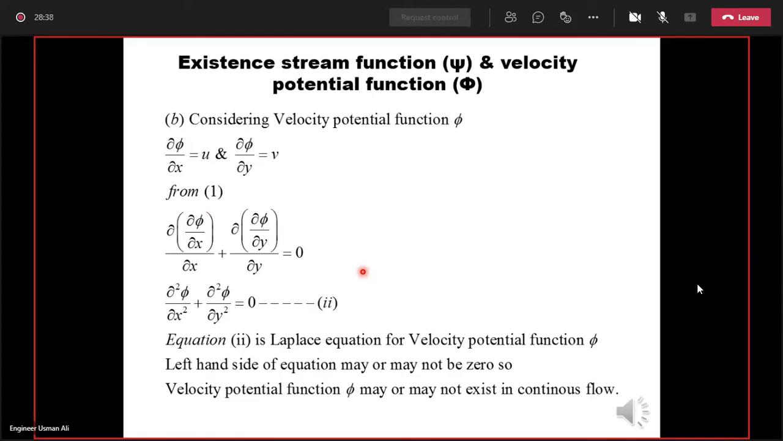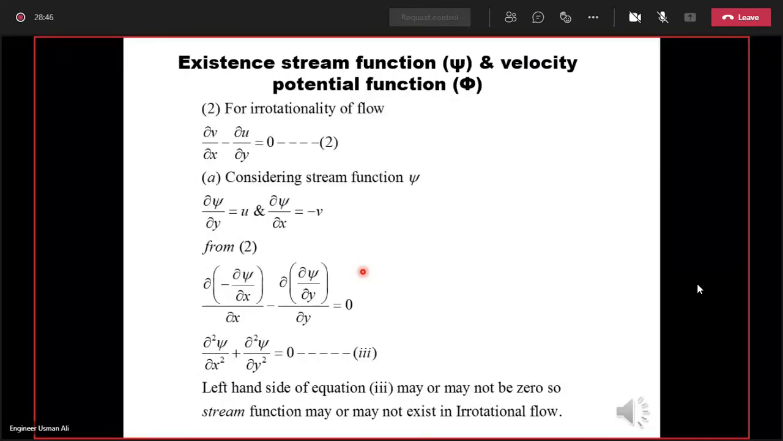Now coming to the irrotational flow. Now we have to see, out of these two functions, stream function and velocity potential function, which one satisfies the irrotationality, and that will definitely exist in that case. So we know that for irrotational flow, the equation is partial v over partial x minus partial u over partial y is equal to 0. This is the equation that we derived in our first lecture for irrotational flow.